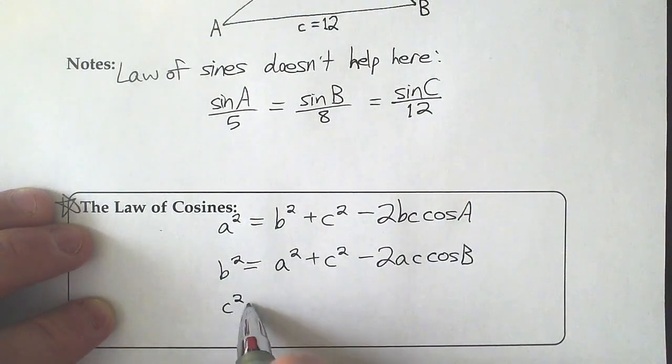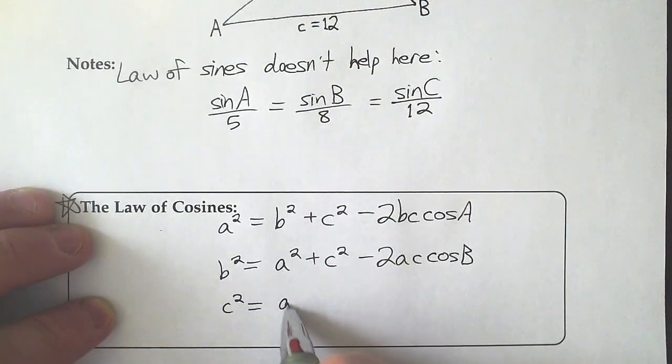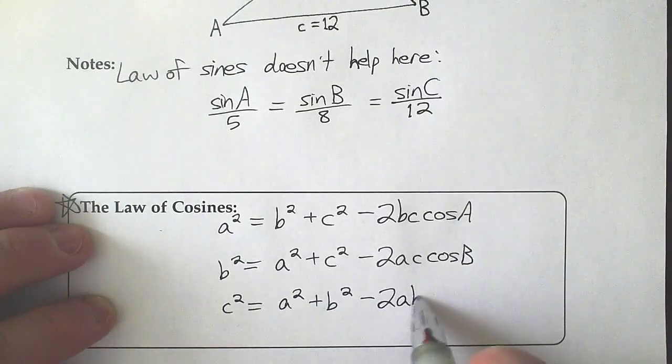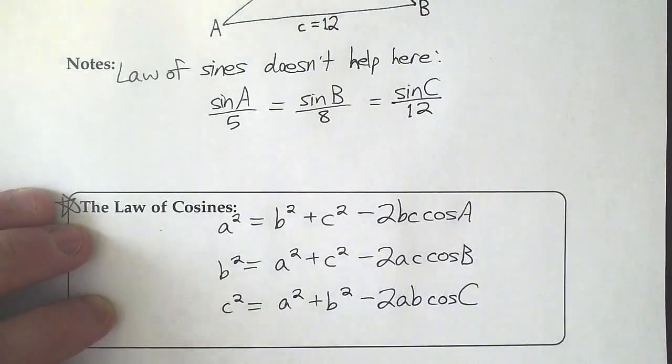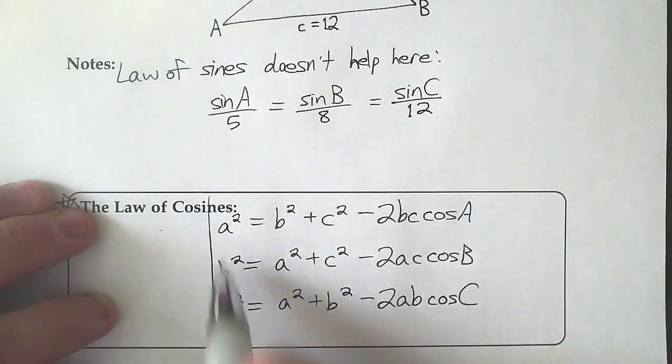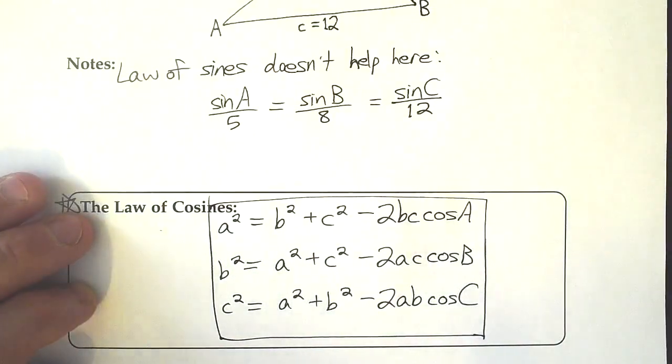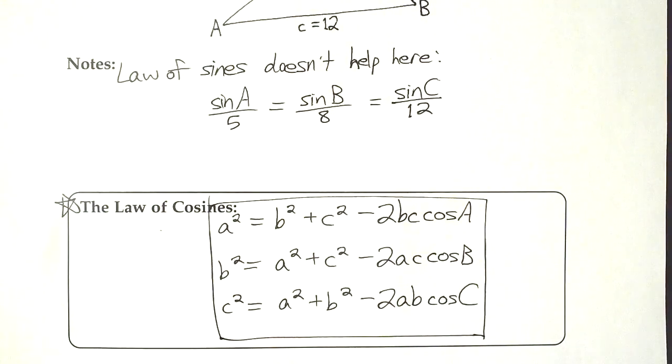All right, as you would expect, these ones have a cosine in them instead of a sine. All right, let's put a big box around this. Altogether, these are called the law of cosines. So take a moment and copy that if you need to.